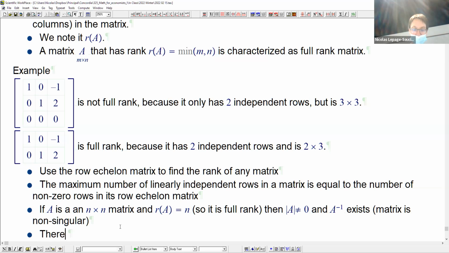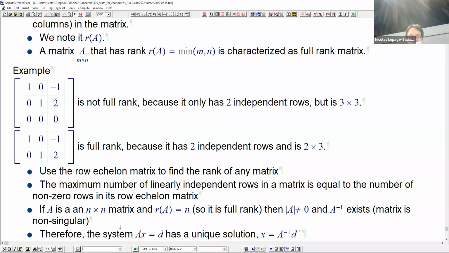Therefore, the system AX equals B has a unique solution, which is X equals A minus 1 B.